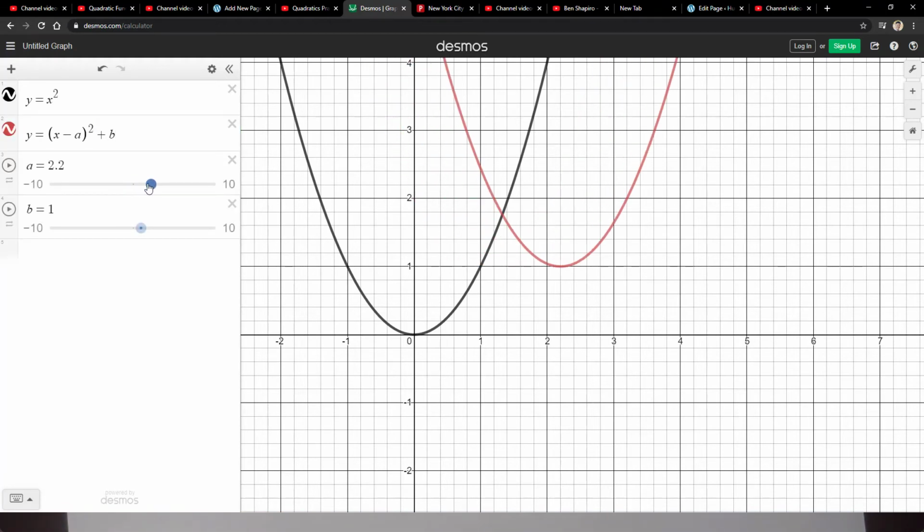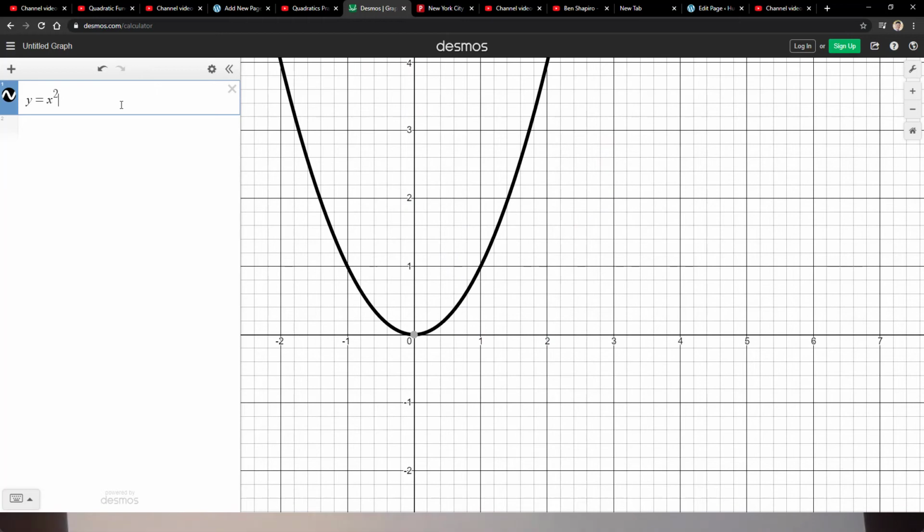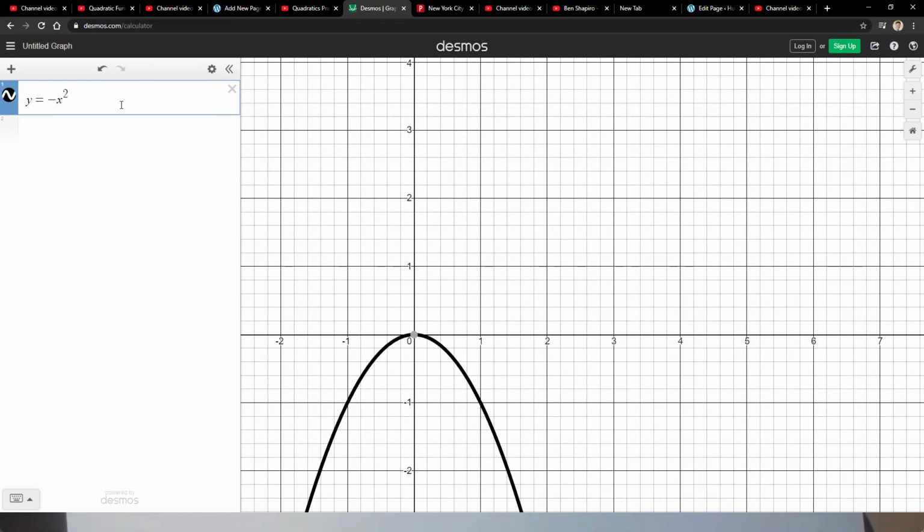So if a is 2, for example, we have x minus 2, which means 2 units to the right. And if b here is 2, you can see that it's going up and down. So using the sliders, you can kind of visualize that the number beside the x controls the movement sideways, whereas the y value controls the movement up and down. Okay, so it's also good to know that the negative sign in front of the parabola flips it.